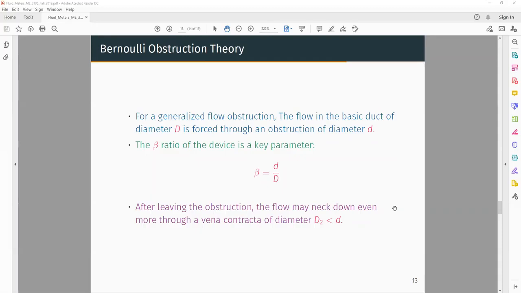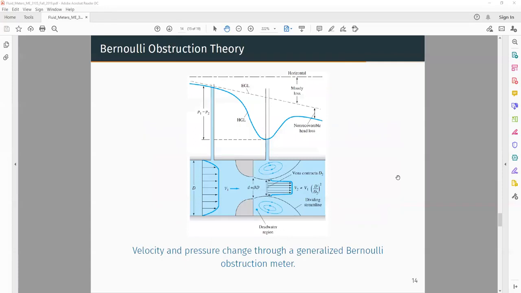And I think we will concentrate on the obstruction type Bernoulli flow meters, and we observed two of them in our hydrostatic experimental setup, that is the Venturi meter and the orifice meter. So let us start with the figure here. The Bernoulli obstruction theory is actually based on the principle that the flow is forced to flow through an obstruction, and the parameters are measured across these obstructions.